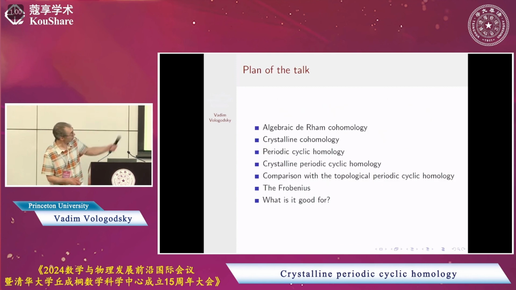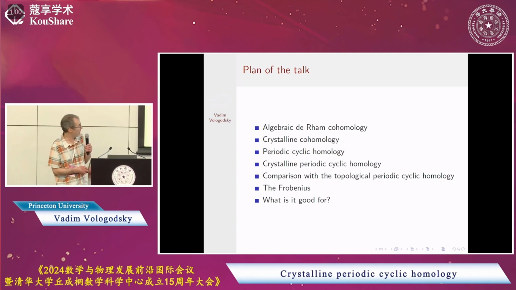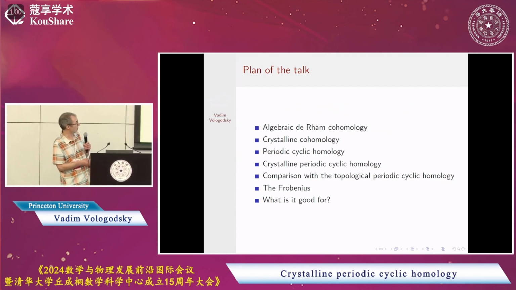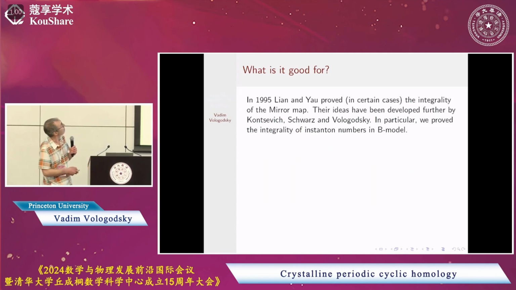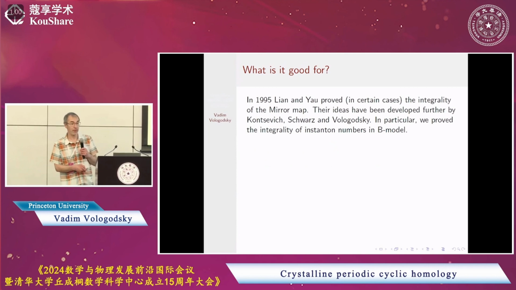Here is the plan of my talk. The first three items are a review of results from the 70s. The second three items contain some original results. I would like to start with actually the last item. So what is it all good for? What does it buy you? Well, one thing that I learned from Professor Yau when I was a graduate student at Harvard was his joint work with Lian, where they proved the integrality of the mirror.